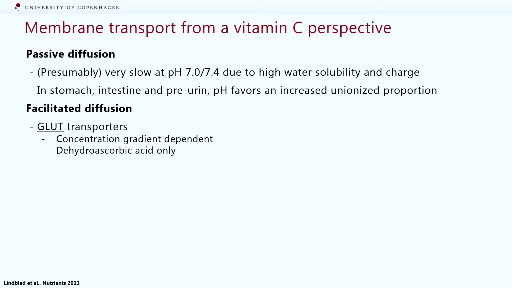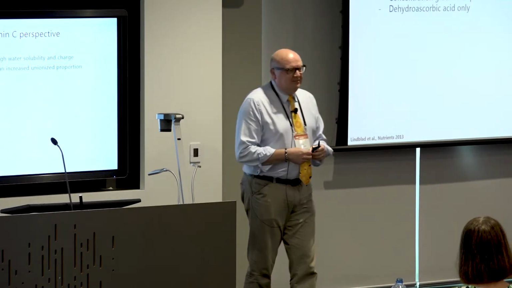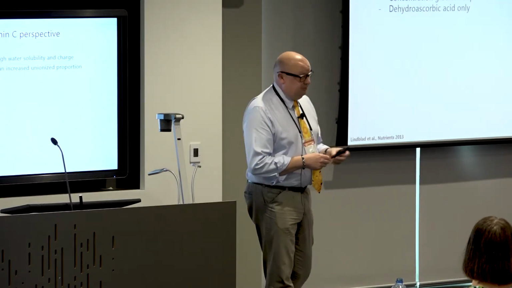This is the GLUT transporters, and it's been shown that oxidized vitamin C, as Margrethe mentioned, dehydroascorbic acid, is able to cross the membrane through a glucose transporter. And this happens at a fast pace if the concentration gradient is present. Normally, though, at healthy physiological conditions, there will not be dehydroascorbic acid floating around in the veins. So this transport, again, is believed to account for only a small proportion of the distribution of vitamin C.